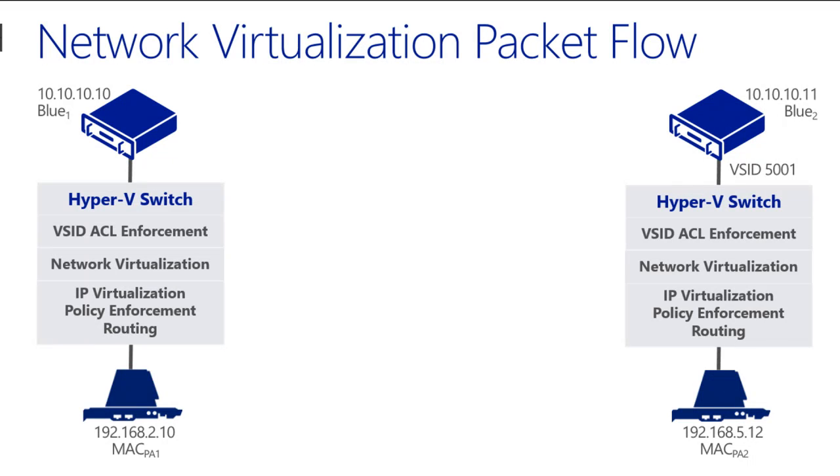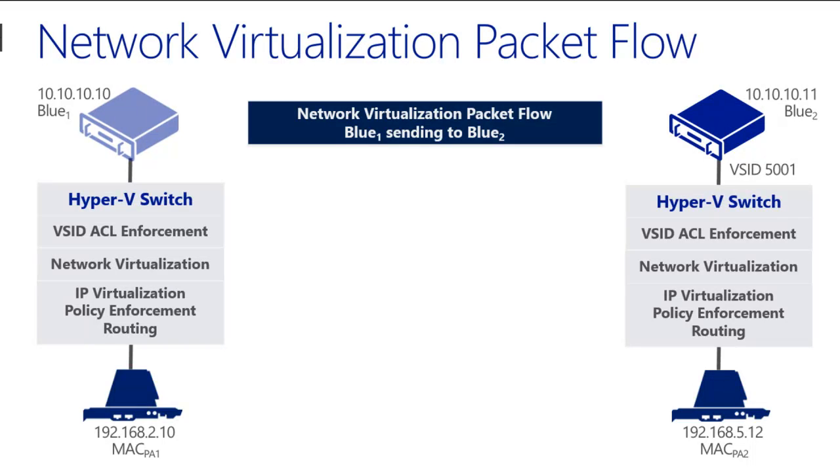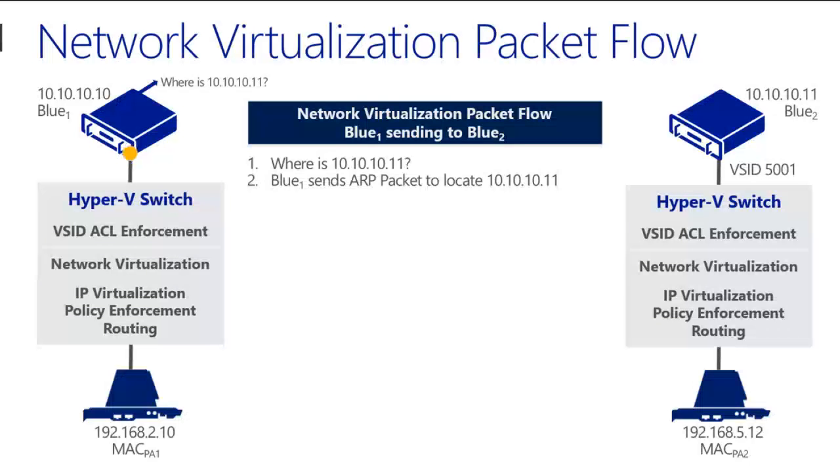But how do things talk? Well, if I want blue 1 to talk to blue 2, what's going to happen? Well, naturally, in a regular guest OS, it has no idea that it's part of this virtualized network. So it's going to send out an ARP and says, hello, where's 10.10.10.11? It's going to fire that out of its network adapter, and that's going to go naturally into the Hyper-V switch.